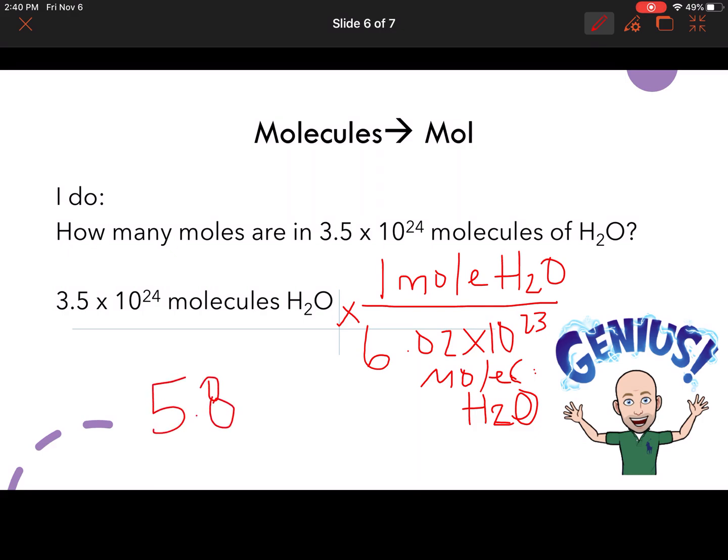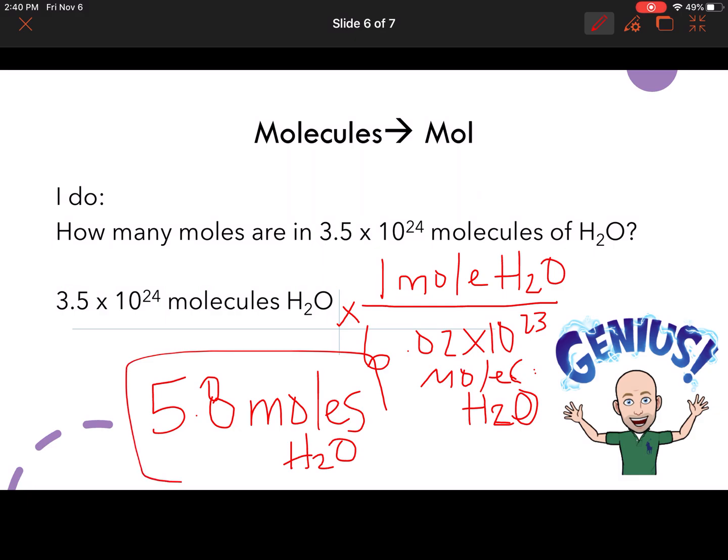Well, that comes out nice. I don't even need to worry about sig figs. I need 2, I got 2. That is 5.8 moles of water, H2O. Notice I'm putting a box around my answers. If you ever do these on paper, it's always great to put a box around your answers so your chemistry teacher can find the answer.